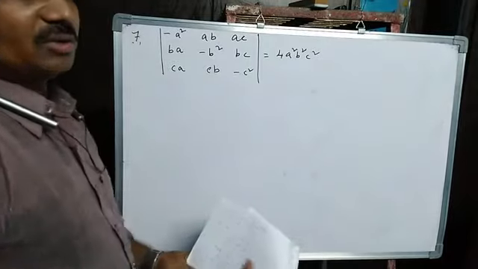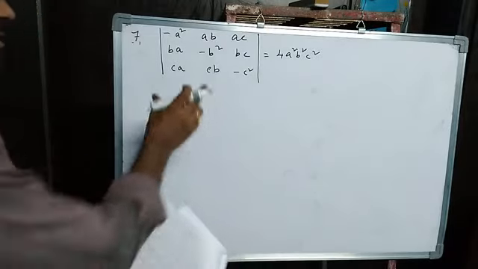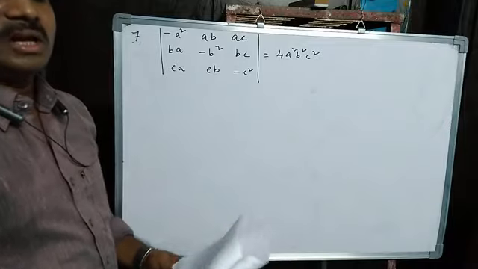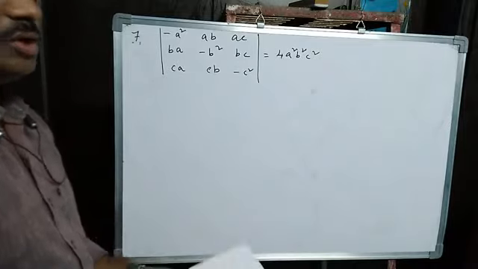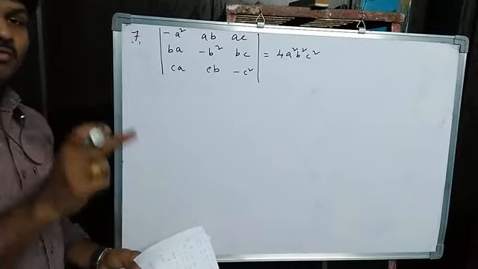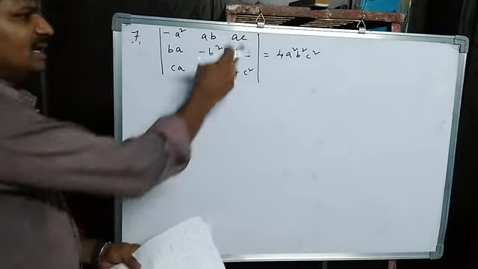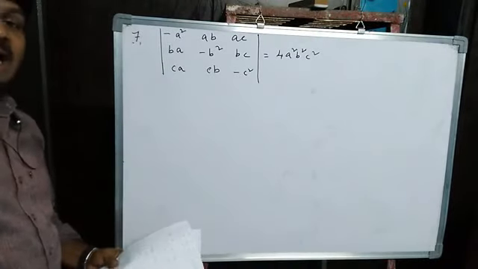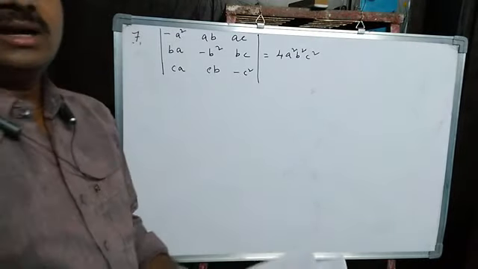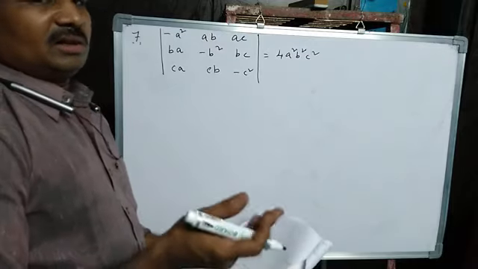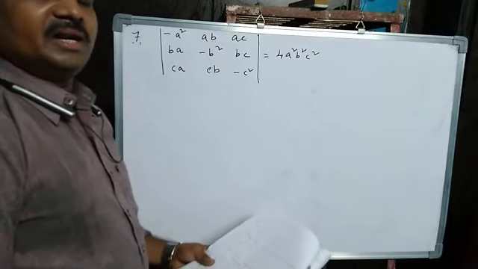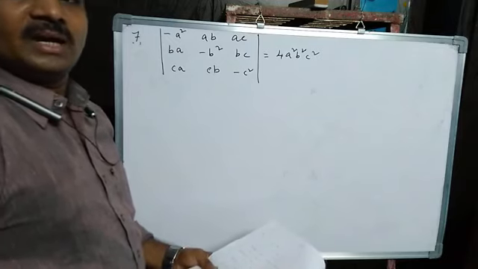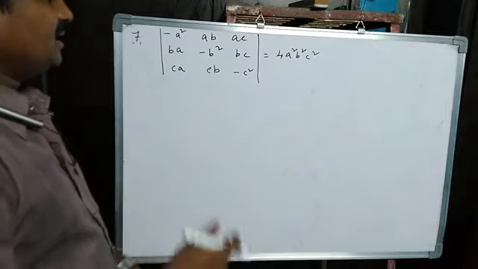Till now, whatever questions we solved, the determinant is equal to 0. So how did you prove that the determinant is equal to 0? To prove that, we used some operations. By using those operations, in that determinant we made 2 rows or 2 columns identical. Then by the properties of the determinant, if any 2 rows or 2 columns are identical, then the determinant is 0. Yes or no? Like that we proved the determinant is 0. But here it is not like that.